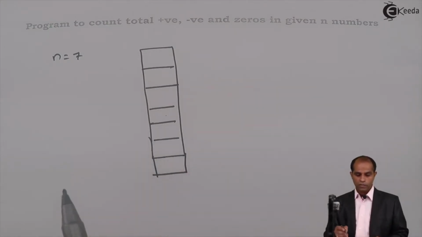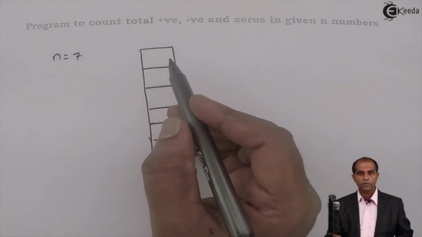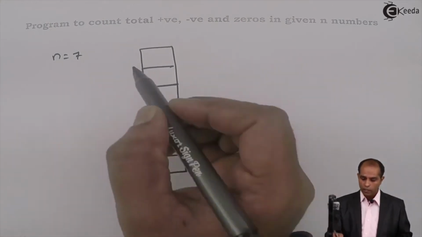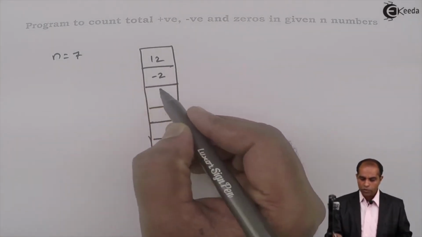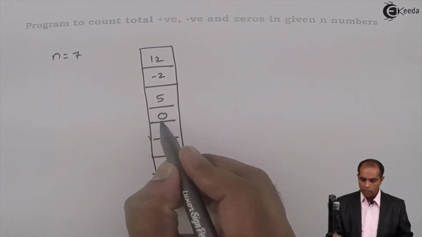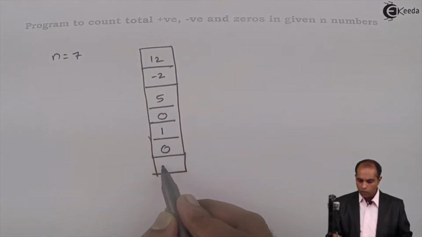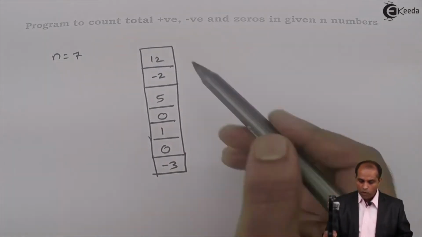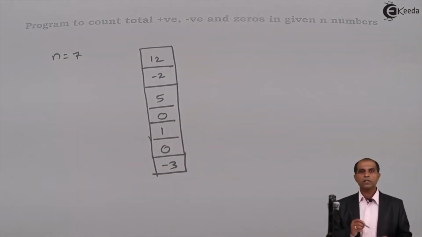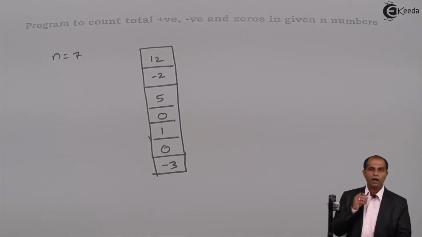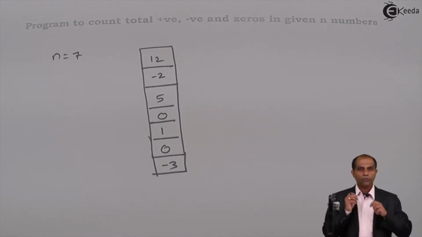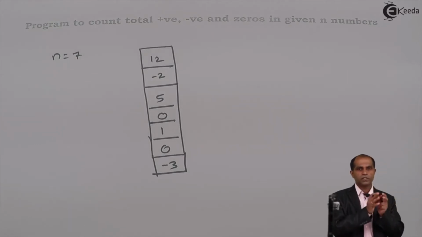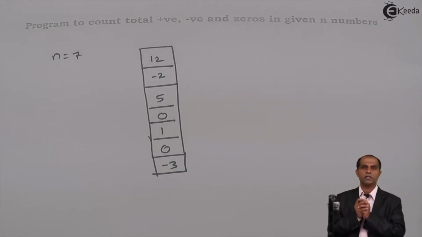I have to read the numbers. First read the count, then read the numbers. Make sure that your array is declared with a size more than n. Say 12, minus 2, 5, 0, 1, 0, minus 3. If I enter these numbers, my program should now count how many of these numbers are positive, negative, or 0. And finally, I'm supposed to give a count that these many numbers are zeros, these many numbers are positive, these many numbers are negative.